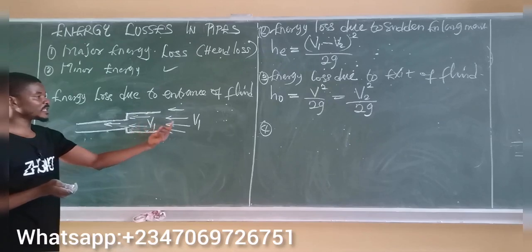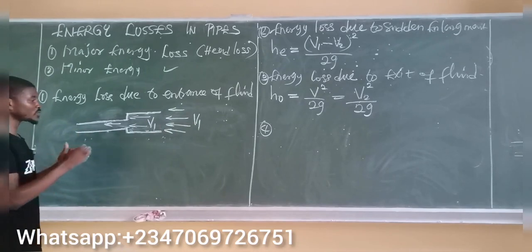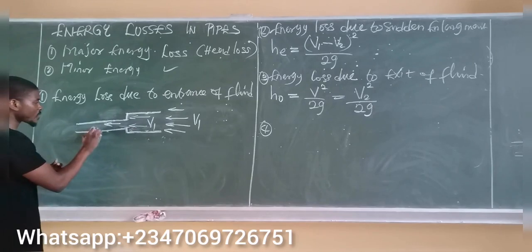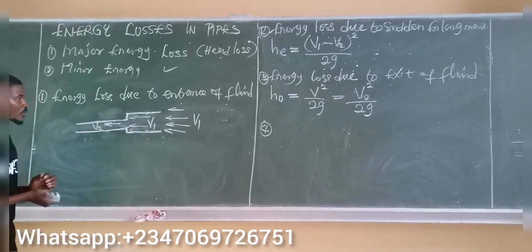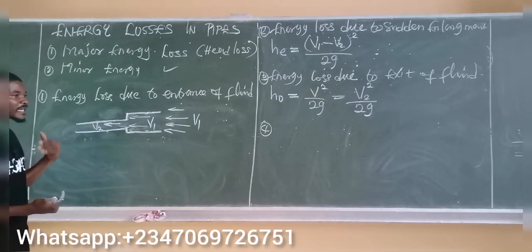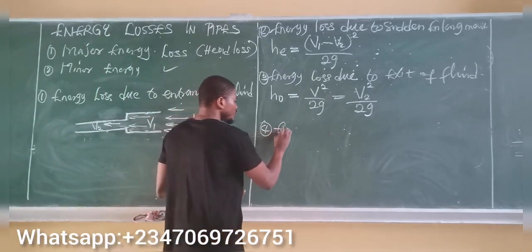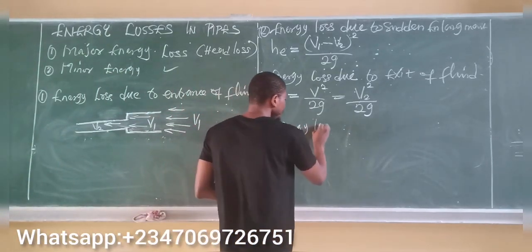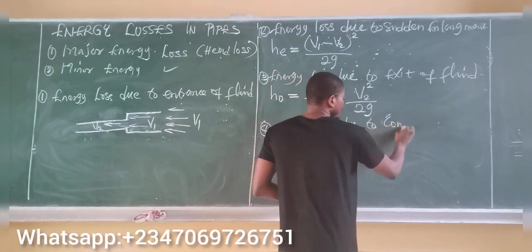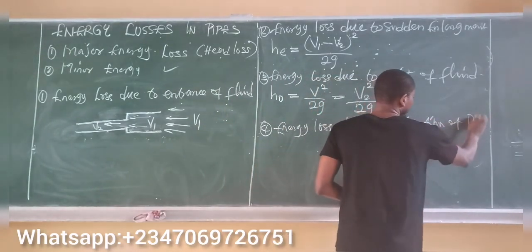So if this is V1, the inlet velocity, then the velocity as the fluid enters into this pipe is going to be different, because it can't be the same speed. This will move at a higher speed, so we can call this velocity V2. But due to the contraction in the pipe, it will constitute another form of energy loss, which is called energy loss due to contraction. That will give us the fourth energy loss, energy loss due to contraction of pipe.